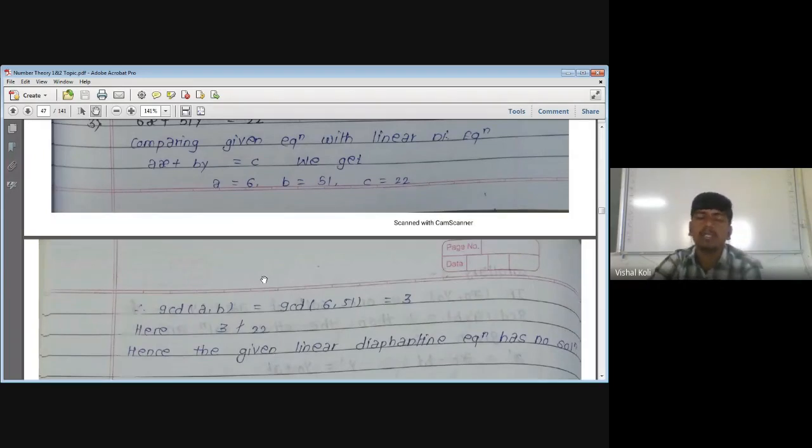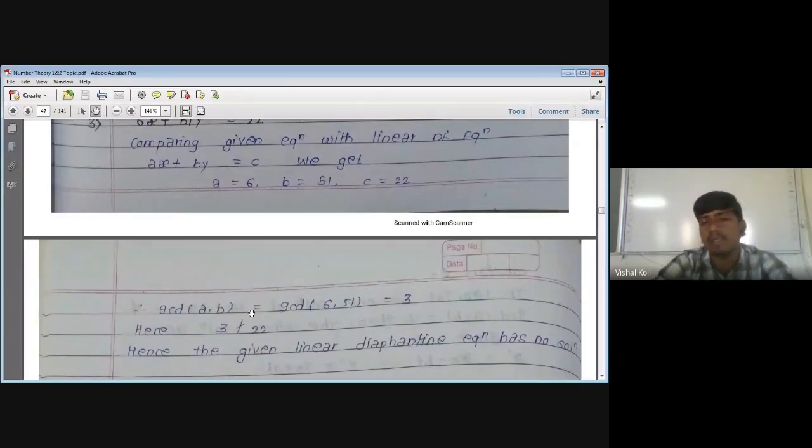And we know that the linear Diophantine equation ax plus by equal to c has a solution if and only if d divides c. As the statement is if and only if, and 3 does not divide 22, we conclude that the given linear Diophantine equation has no solution. From that statement, as d does not divide c, the linear Diophantine equation has no solution.